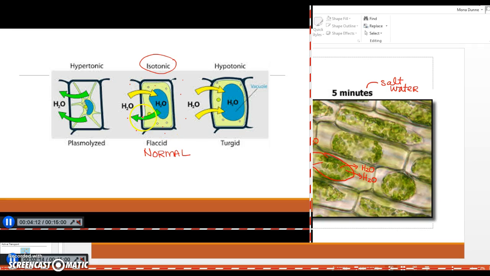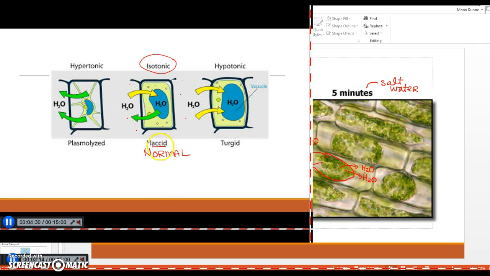Okay, so that means there's some solutes on the outside, some on the inside. There's sort of this equal exchange going on here. Whatever goes in must come out, okay? This is not a great situation for plants. We don't normally feed plants water with solutes in it.